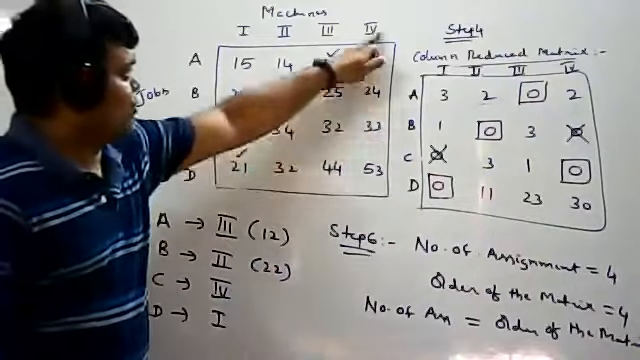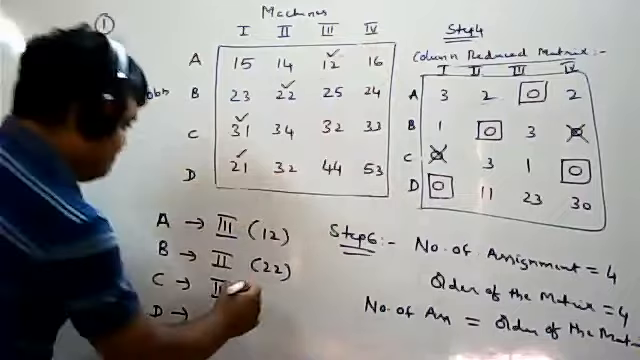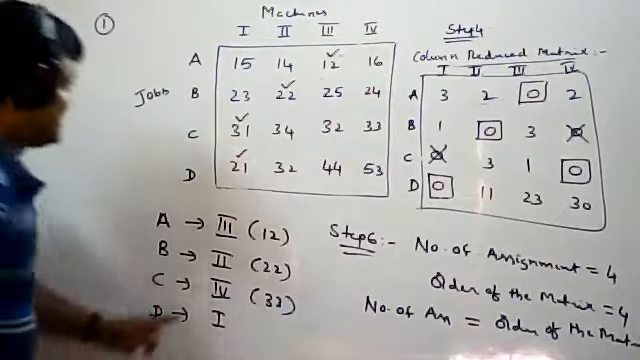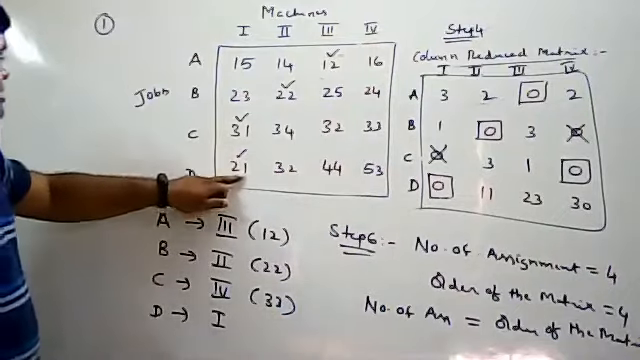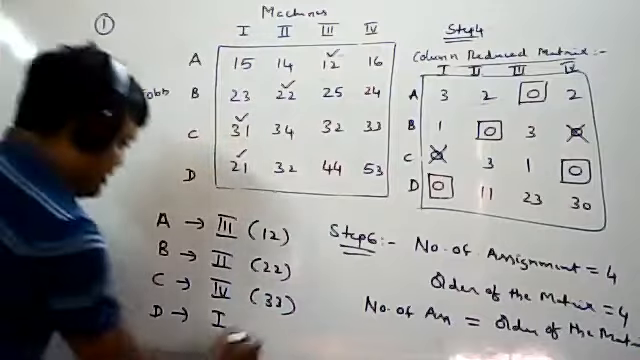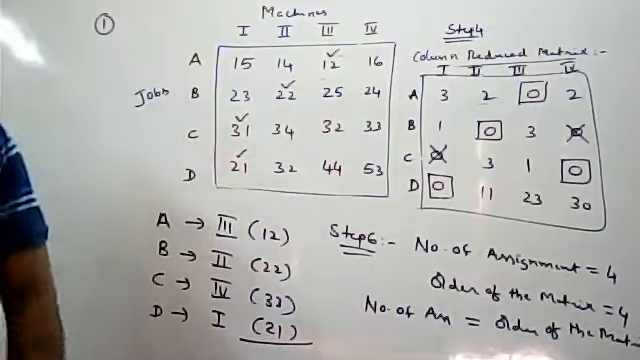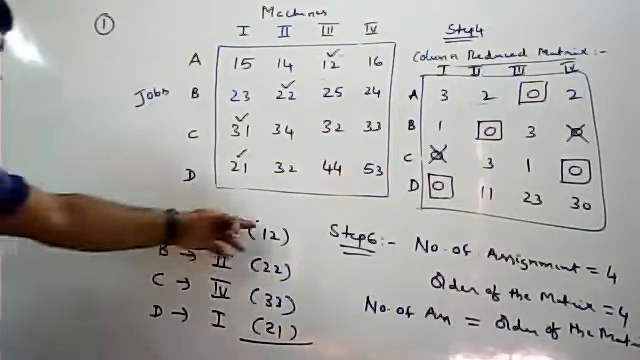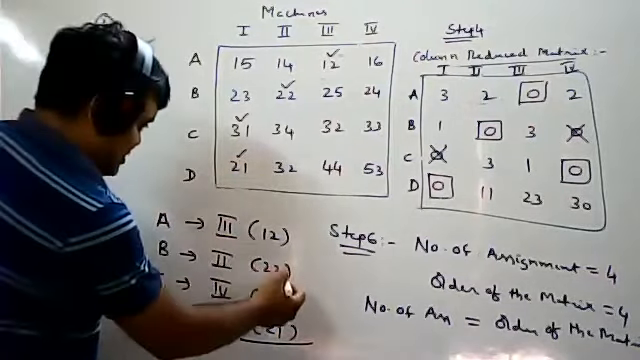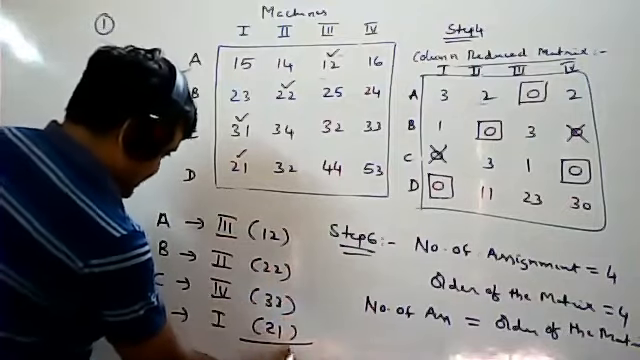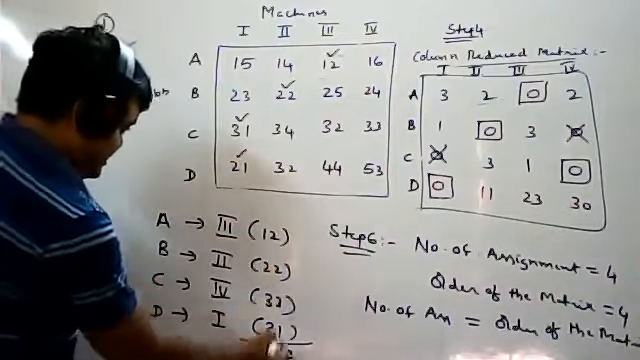C is assigned to 4, which means what is the value? 33. And D is assigned to 1, which means what is the value? 21. So this gives the optimum cost, the minimum cost, for this particular problem. You can add these values and you will get the minimum cost. That means what is this one? 47, 8. This one is 36, 8.